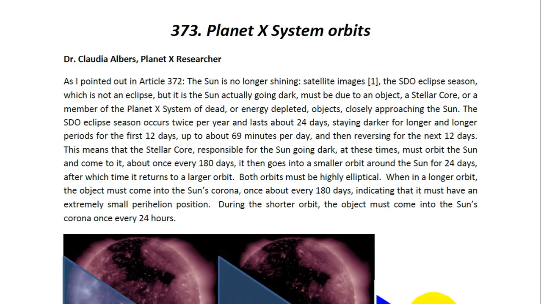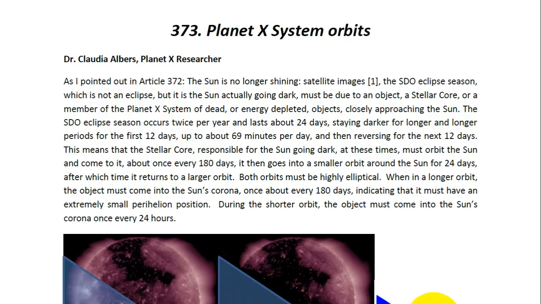This one is entitled Planet X System Orbits. Now, as I pointed out in article 372 entitled The Sun is No Longer Shining, Satellite Images, the SDO eclipse season, which is not an eclipse, but the sun actually going dark, must be due to an object, a stellar core, or a member of the Planet X system of dead or energy depleted objects closely approaching the sun. The SDO eclipse season occurs twice per year and lasts about 24 days.